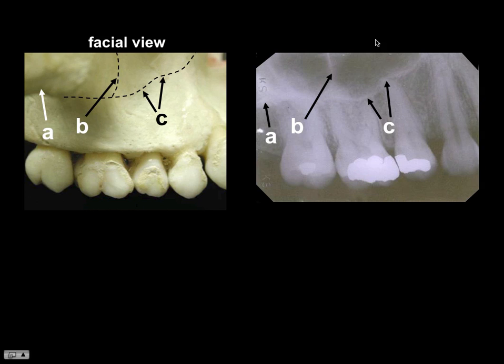Here we see another radiograph along with the dried skull, and we can see point A, the zygoma, now showing very clearly here on the photograph. B is a septum, which would be within the maxillary sinus, and C is the floor of the maxillary sinus.